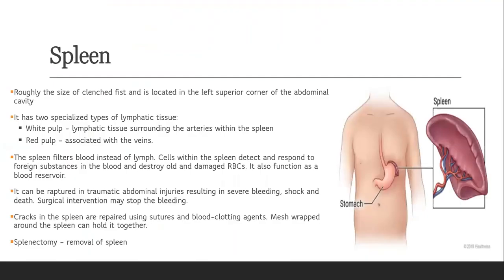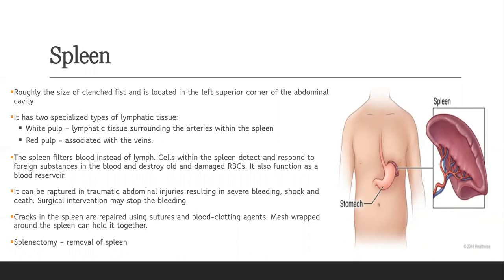Our next organ is the spleen. It is roughly the size of a clenched fist and is located in the left superior corner of the abdominal cavity. It has two specialized types of lymphatic tissue, the red pulp and the white pulp. The white pulp is lymphatic tissue surrounding the arteries within the spleen, while the red pulp is associated with the veins. The main function of the spleen is to filter blood instead of lymph.